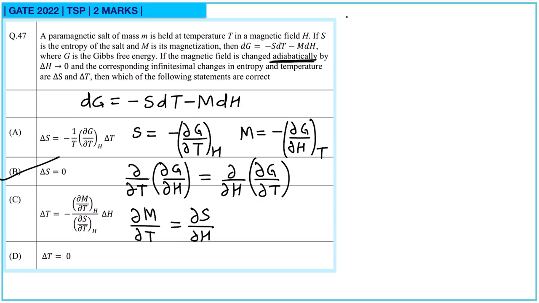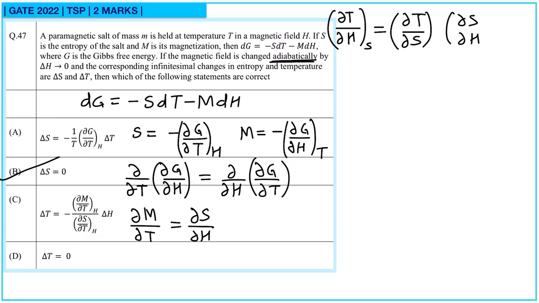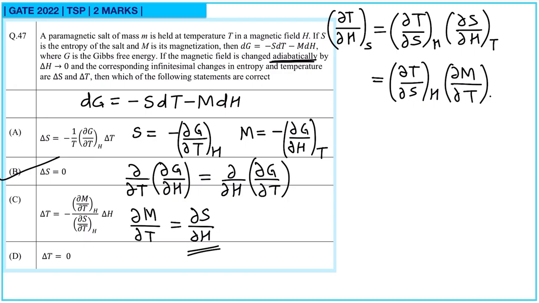Now let us consider dou T by dou H at constant S. This can be written by chain rule as dou T by dou S at constant H into dou S by dou H at constant T. But from here we have dou S by dou H is equal to dou M by dou T at constant H.